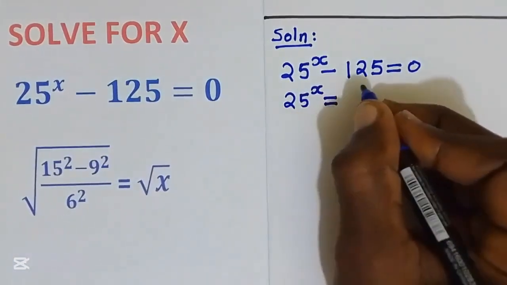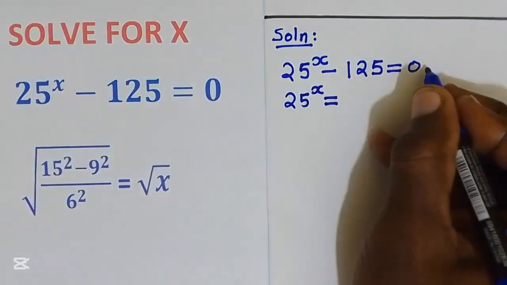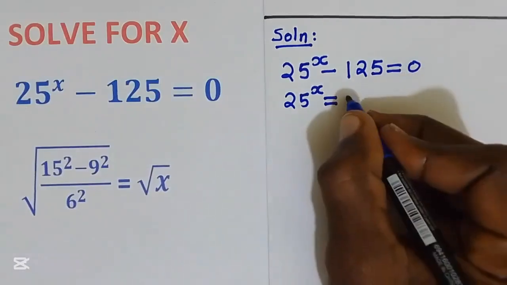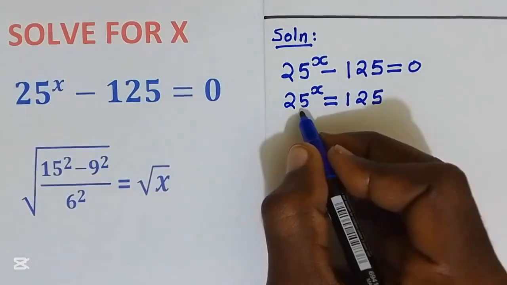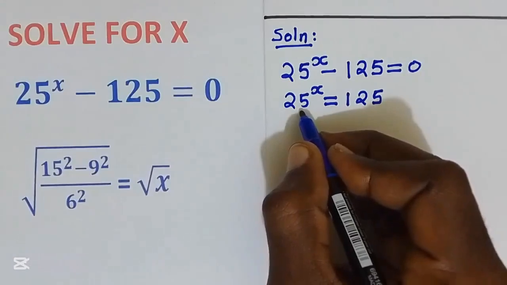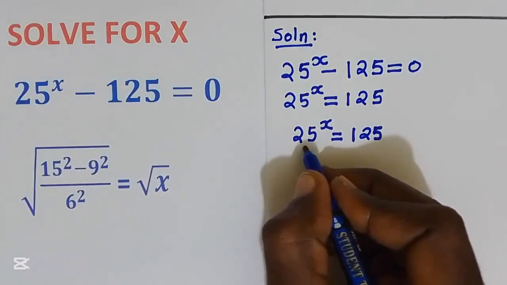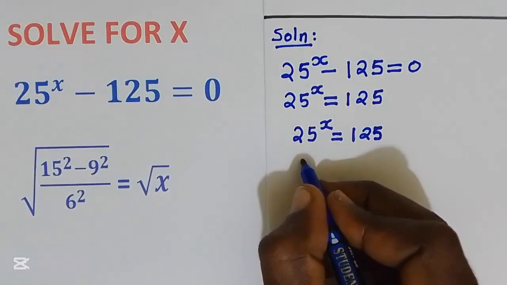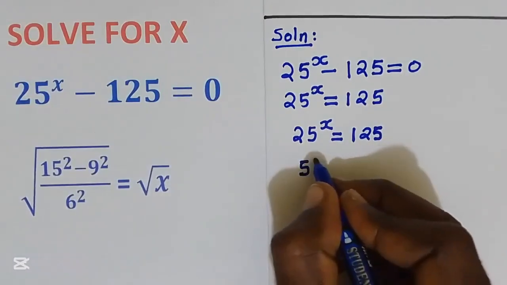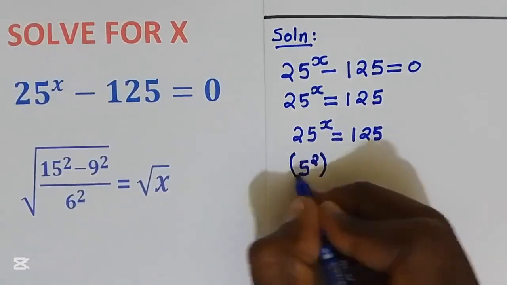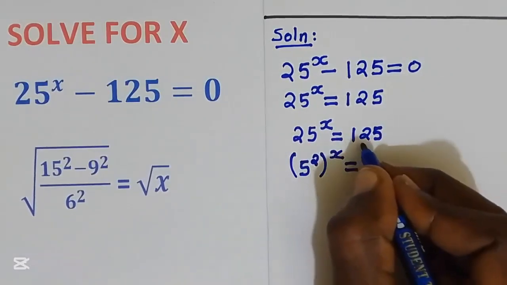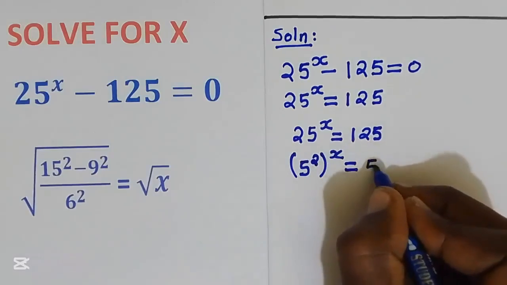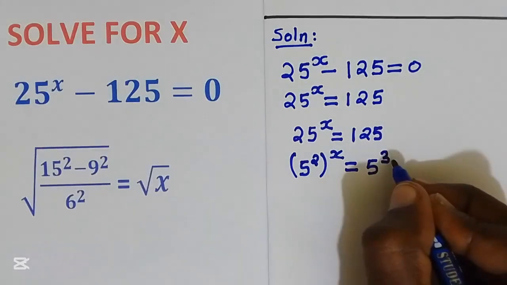When we bring this to the right hand side, it's going to be positive, so it is going to be 125. Let us put the right hand side and the left hand side with a base of 5. 25 is the same as 5^2, so we have (5^2)^x. This is equal to 125, which is the same as 5^3.